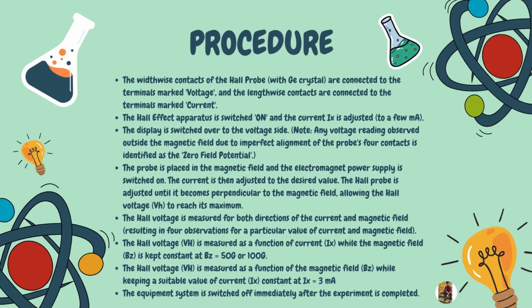The Hall voltage was measured as a function of current Ix, while the magnetic field Bz was kept constant at Bz = 50 G or 100 G. After that, the Hall voltage was measured as a function of the magnetic field while keeping a suitable value of current constant at Ix equals 3 milliamperes. The equipment system was switched off immediately after the experiment was completed.